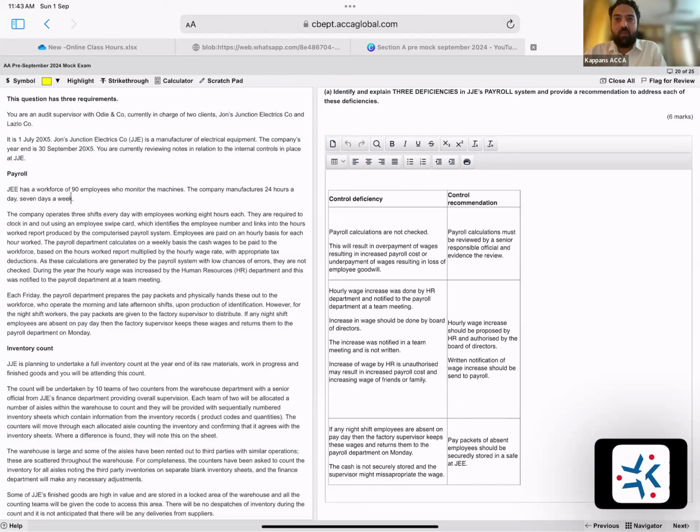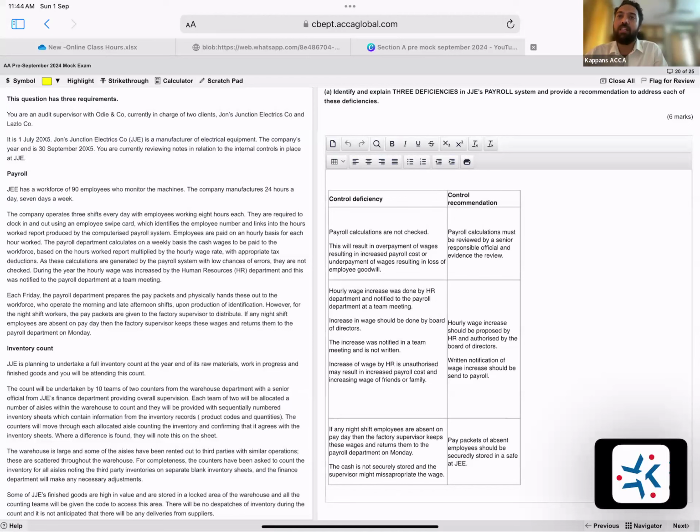JJE has a workforce of 90 employees who monitor the machines. The company manufactures 24 hours a day, 7 days a week. The company operates 3 shifts every day with employees working 8 hours each. They are required to clock in and out using an employee swipe card, which identifies the employee's number and links into hours worked report produced by the computerized payroll system. Employees are paid on an hourly basis for each hour worked.